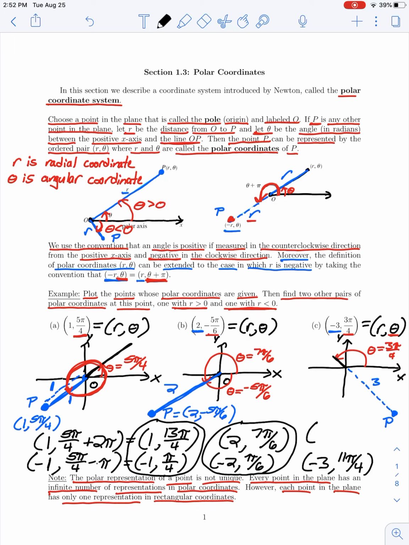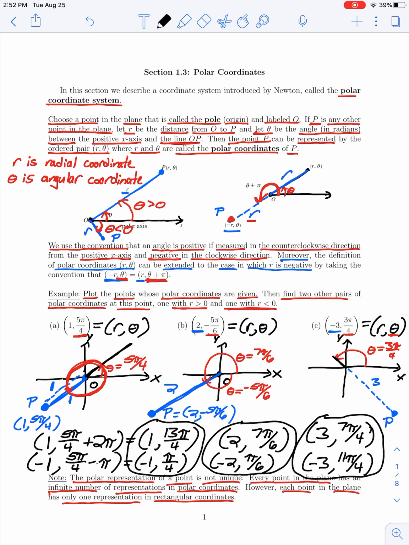And if I wanted to change the r value from a negative to a positive, let's say positive 3, then I would need to add or subtract pi from the angle measure that we're given. So adding pi to 3 pi over 4, I would have 7 pi over 4. So this would give me another way to represent that point.